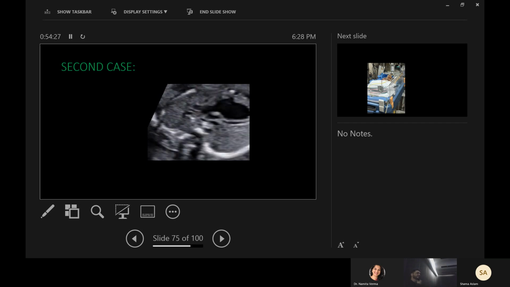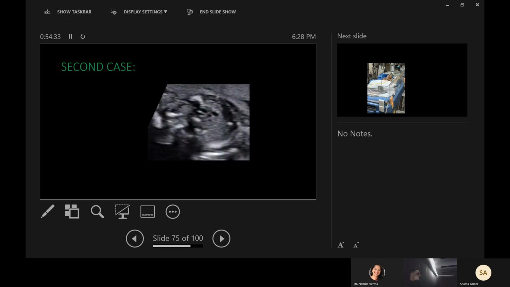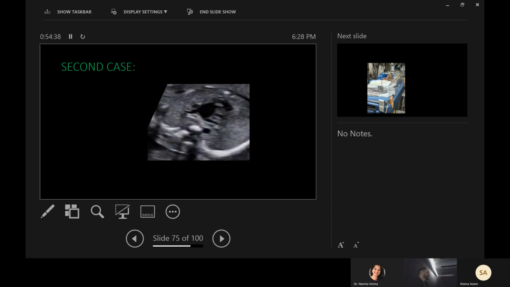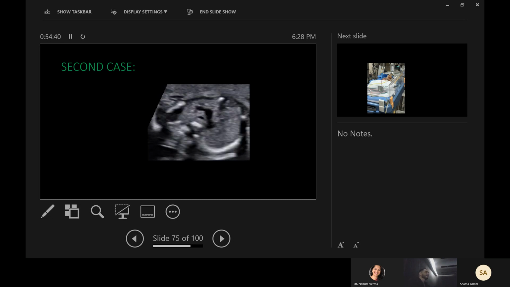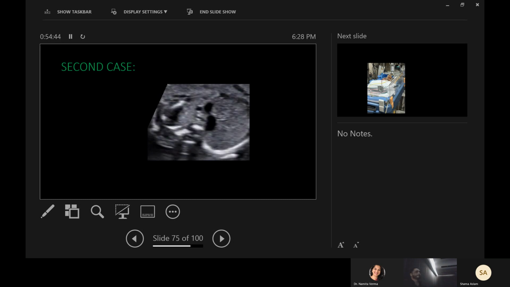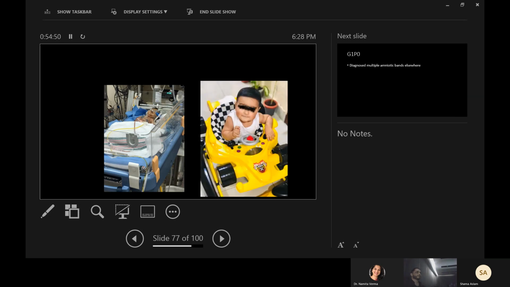Another differential was double outlet right ventricle. It is a very close differential to such cases, but ultimately this baby was operated, and all intraoperative findings were all those what I have already described. This is the baby, 1 day old, operated, and the baby is doing well.